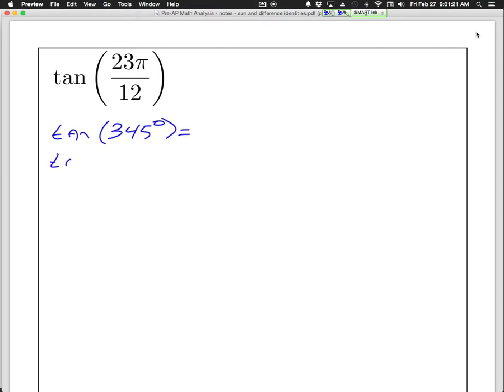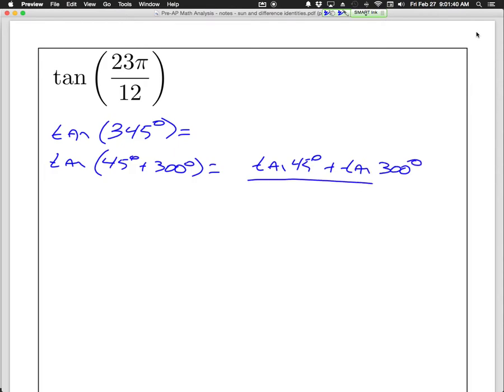What's the other one going to be? 45 and 300. So we notice it's tangent of A plus B. So I want tangent of 45, bless you, tangent 45 plus tangent of 300, over 1 minus tangent 45 tangent 300.